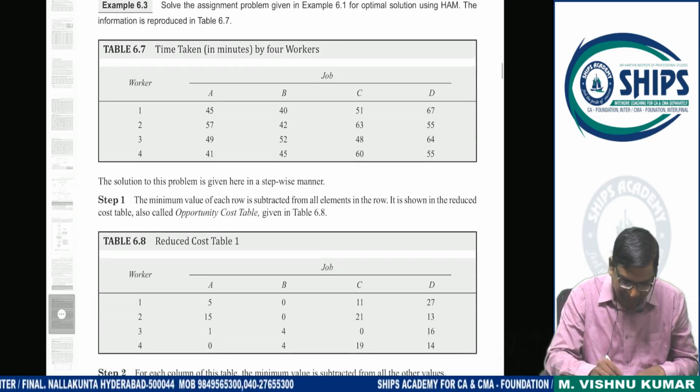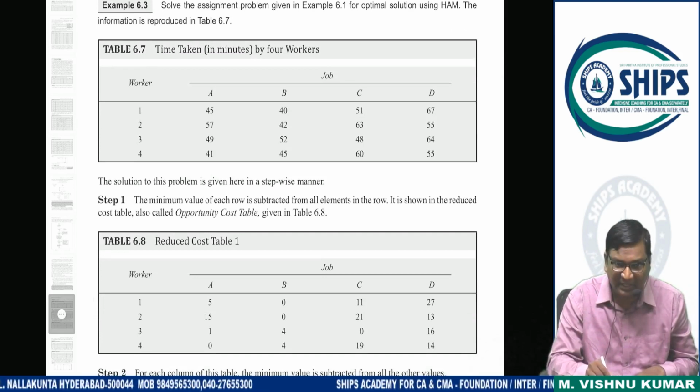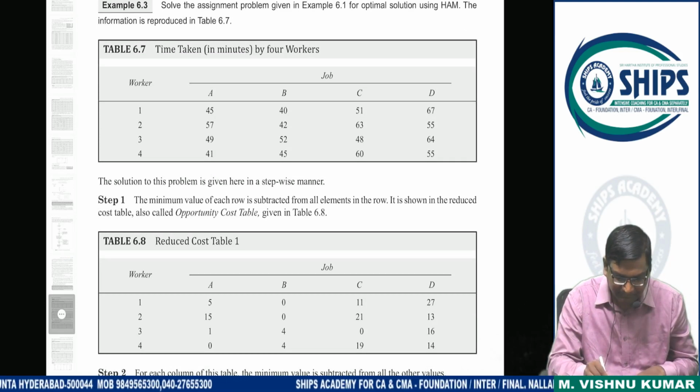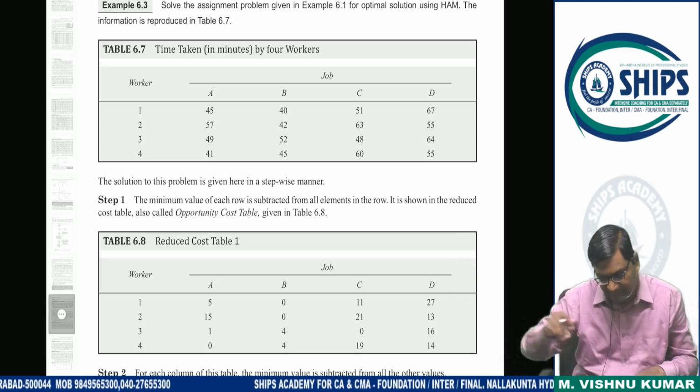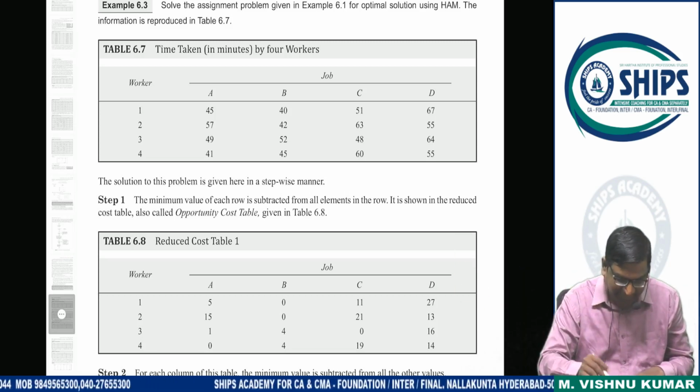See what he wrote. It is called the opportunity cost table. It is called step one. What is the second line in step one?